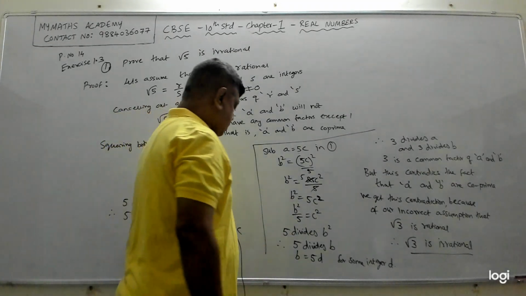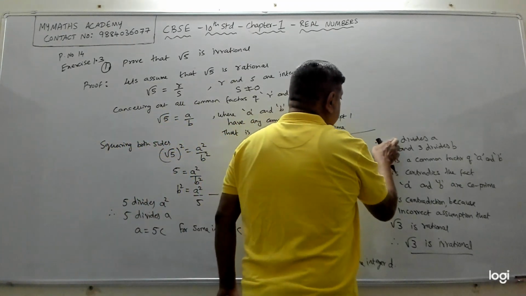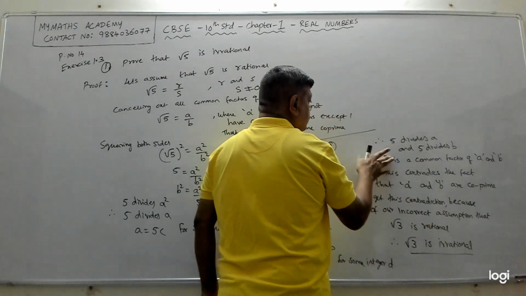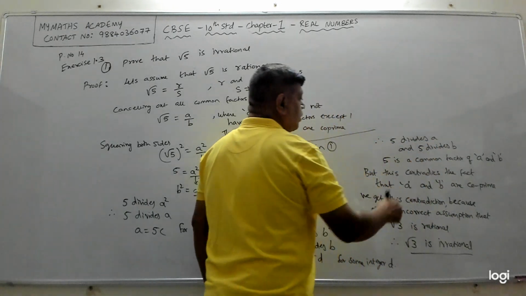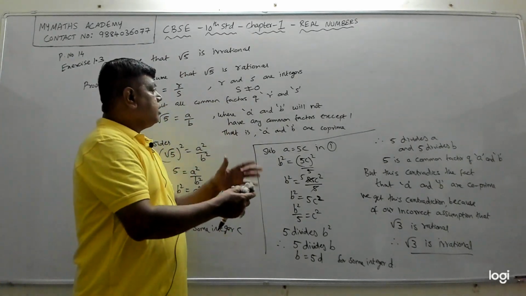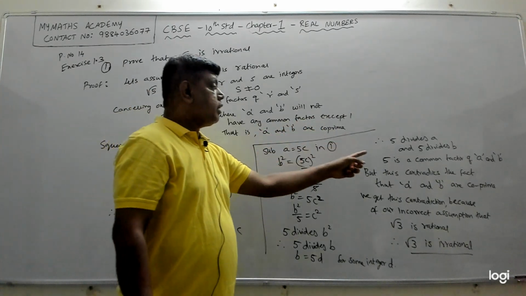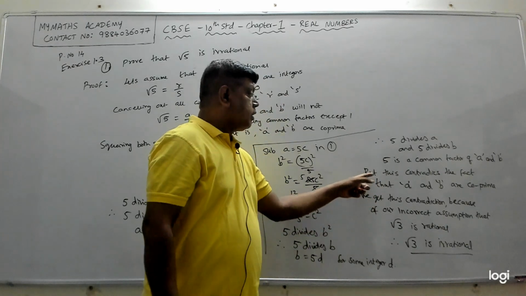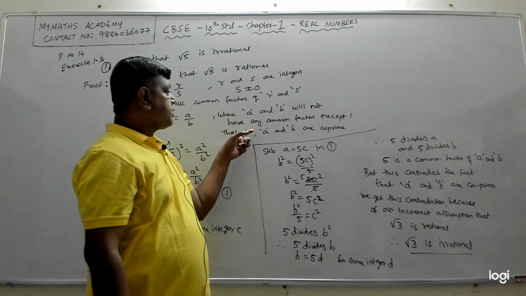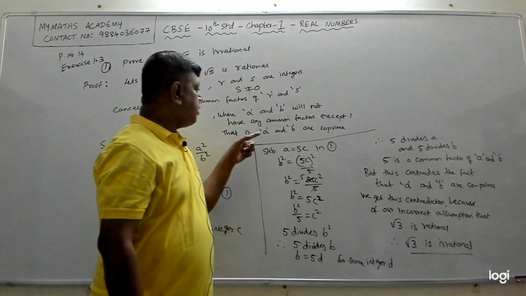Now what do we get here? 5 divides a and 5 divides b, which means 5 is a common factor of a and b. But here we said a and b will not have any common factors except 1. But here we are getting 5 as the common factor. This is a contradiction to the fact that a and b are co-prime.